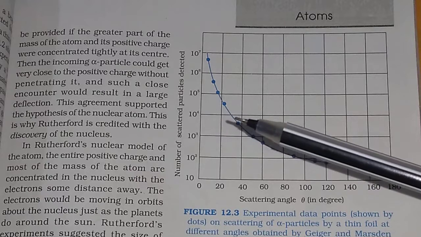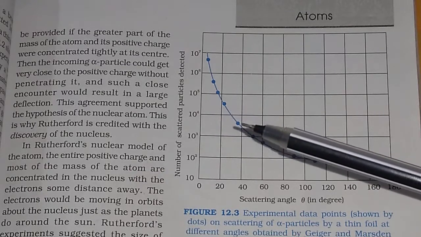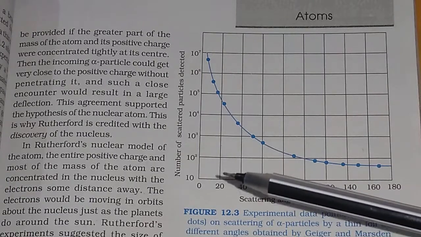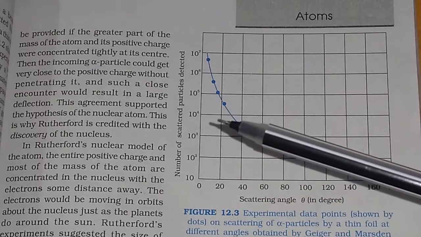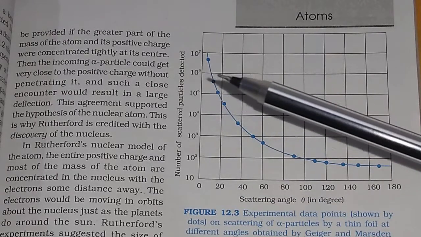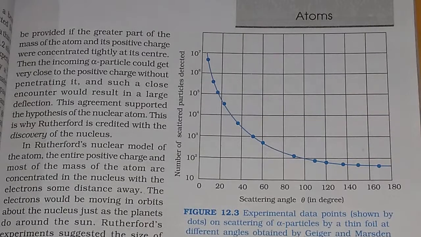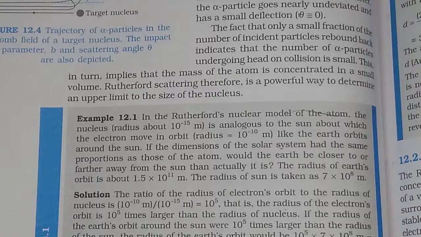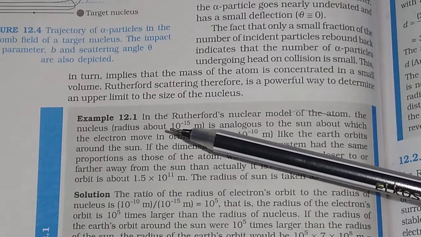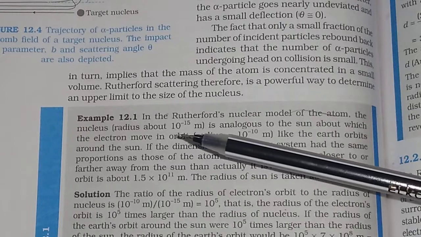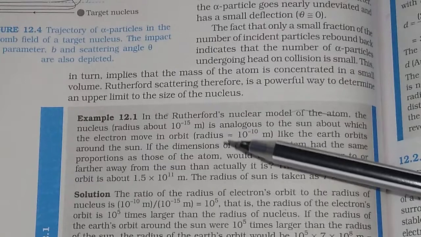And from the graph, it is clear that a large number of alpha particles have a small scattering angle. You see, at small scattering angles, from 0 to 20 degrees, you have a large number of alpha particles. That is, the atom has more empty space. If you work out this example 12.1, then you can know that the atom contains a much greater fraction of empty space than our solar system.